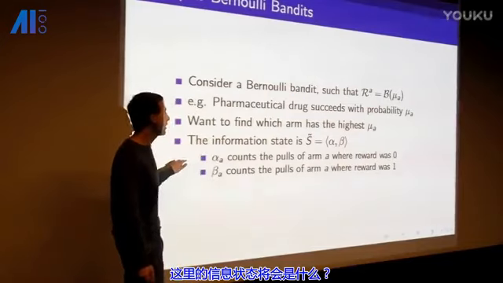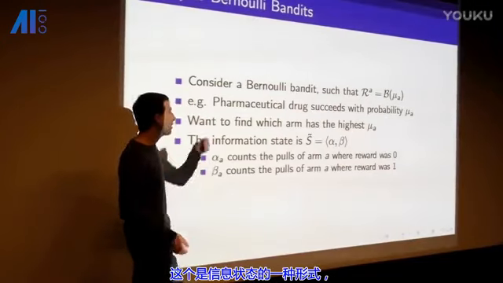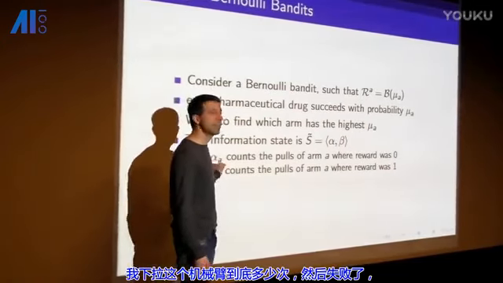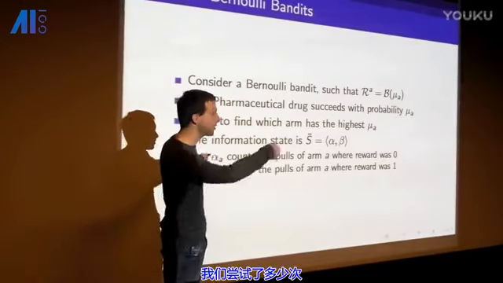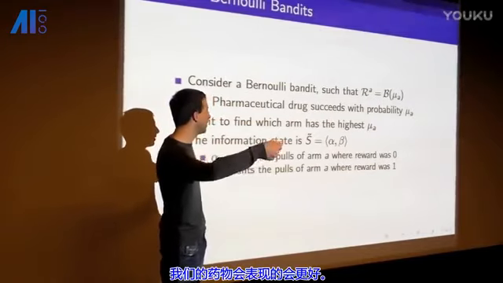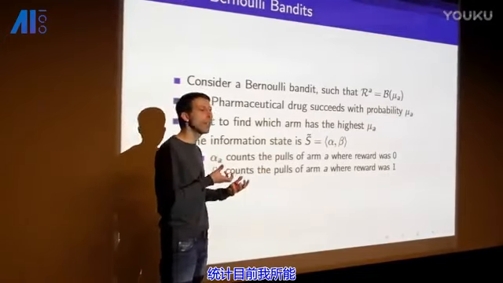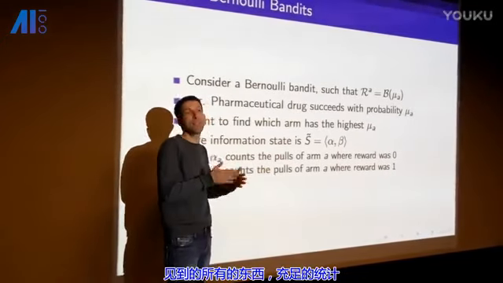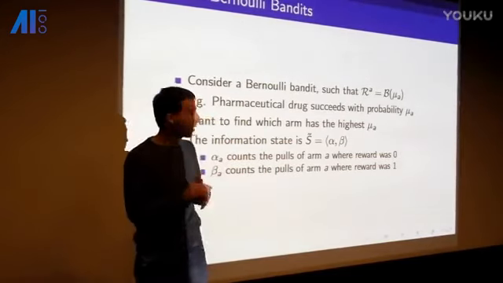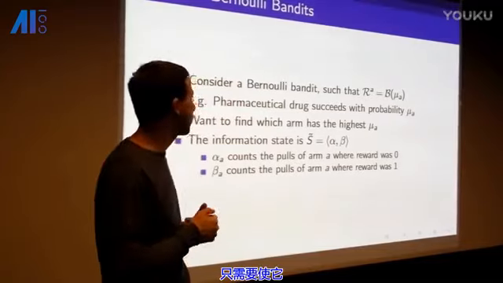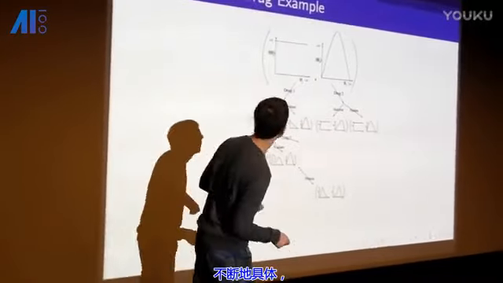And so what's the information state here? Well, the information state is the counts. That's one example of the information state. How many times have I pulled this arm and it's failed, and how many times have I pulled this arm and it's succeeded? So how many times did I try this drug on someone and they got better, and how many times did they not get better? If I can keep those statistics, they summarize everything I've seen so far. It's a sufficient statistic, given all of the tools that we've made in this bandit problem.